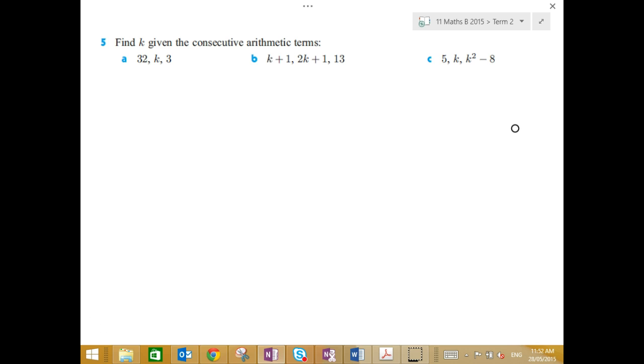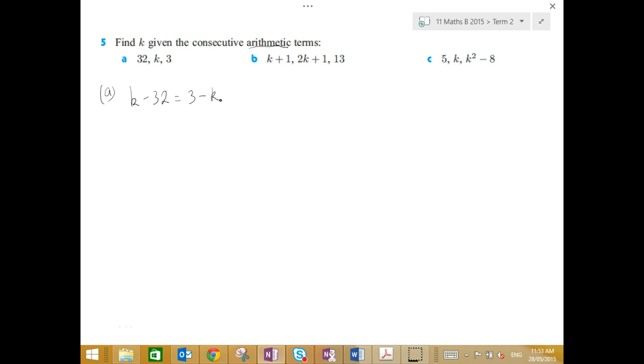So, I might work through A for you and then give you a chance to do B. Does that sound cool? Alright. Here's how I would approach A. If it's an arithmetic sequence, the difference between terms is constant. So, if I took the second term and subtracted the first term, that would be the same as if I took the third term and subtracted the second term. Wouldn't it?